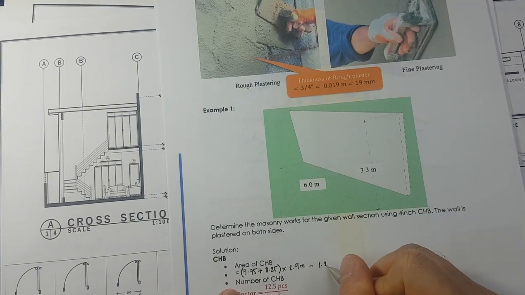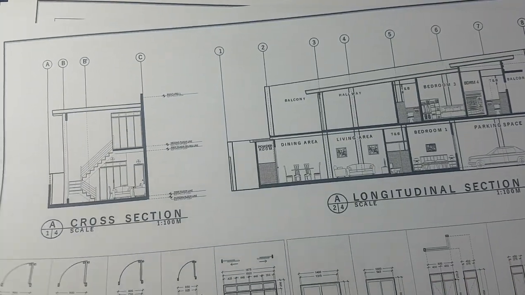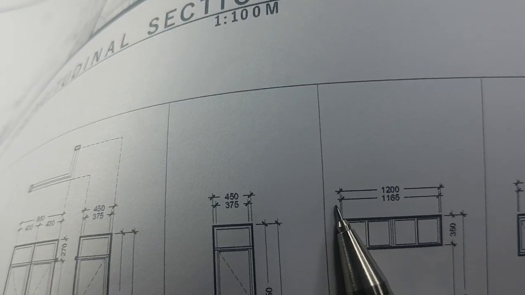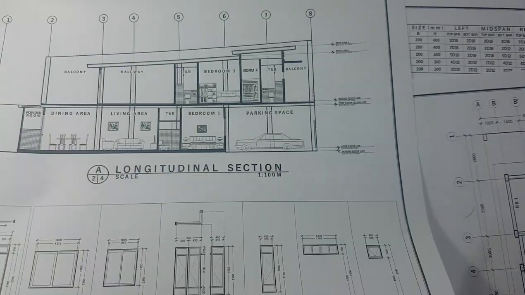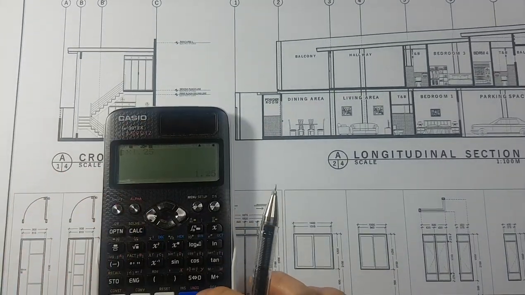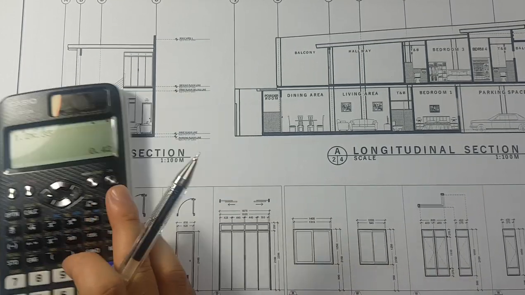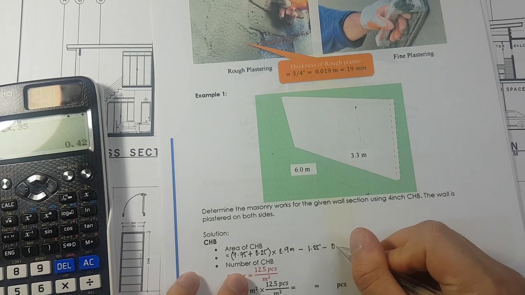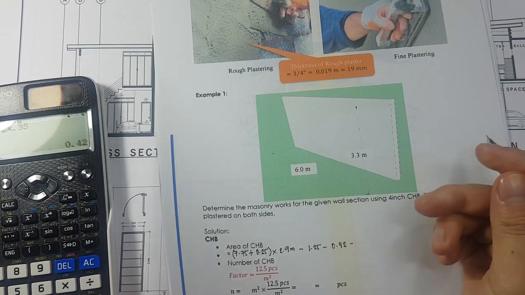Minus 1.25, minus window 5. For window 5 we have 1.2 by 0.35, so 1.2 times 0.35 is 0.42. So minus 0.42. Are we done?